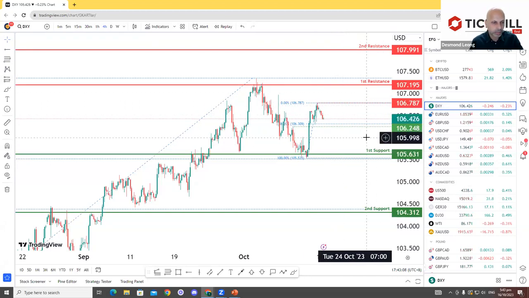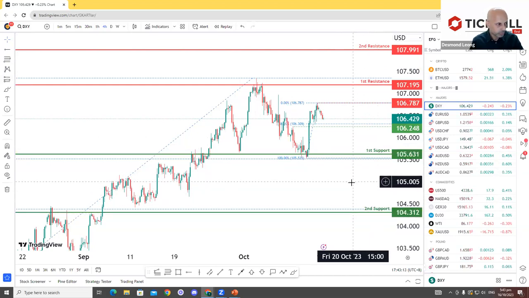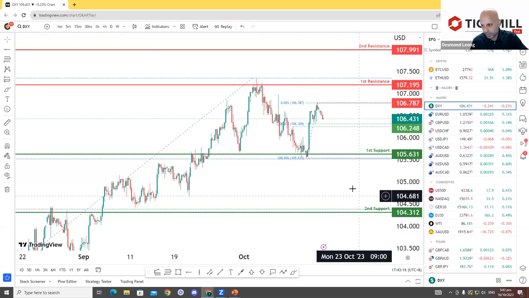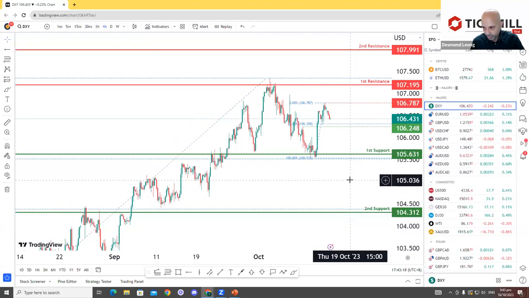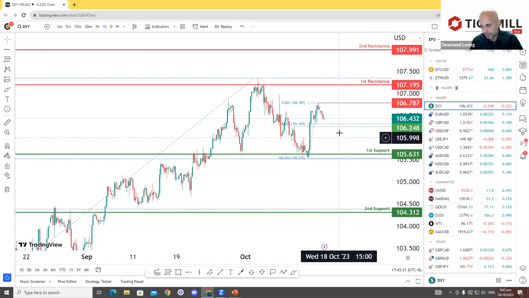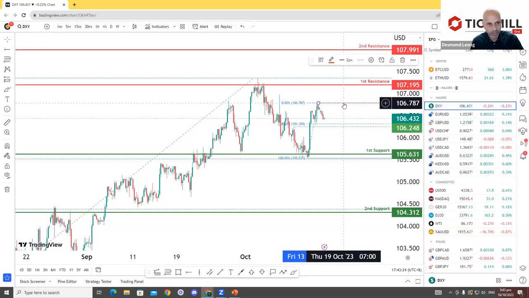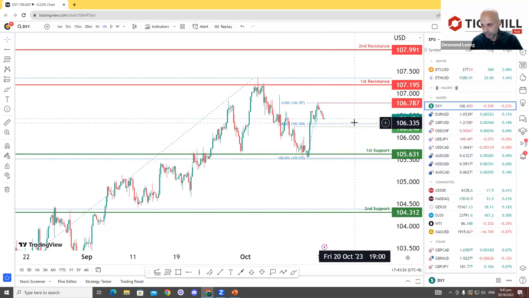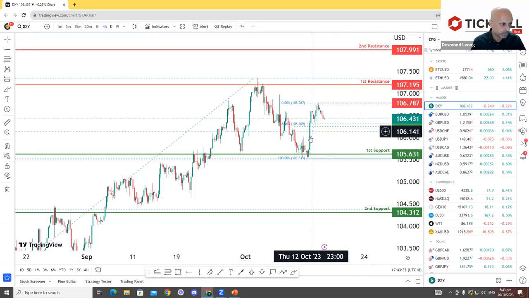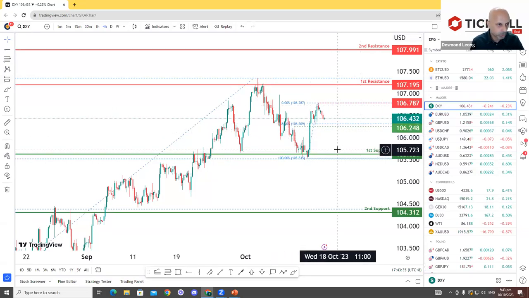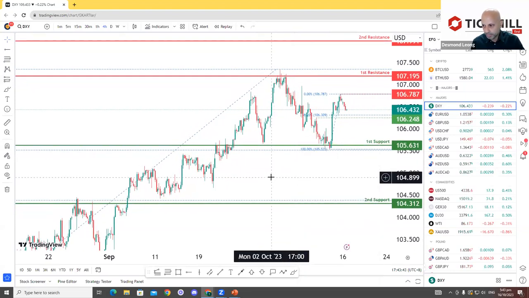With regards to the first resistance, second resistance, first support and second support, I think the levels that we've identified on the daily time frame are still fine for the 4 hour time frame, but we just add in the intermediate resistance and support levels: intermediate support at 106.24 and intermediate resistance at 106.78, to identify more actionable levels with regards to where price is currently trading. All right, okay, so with that, we'll move on to the euro.